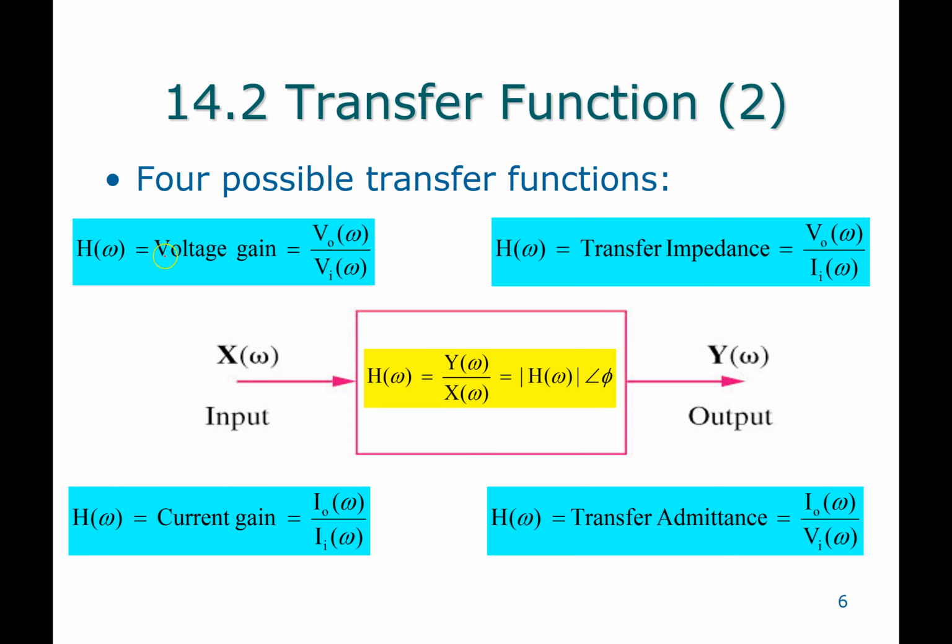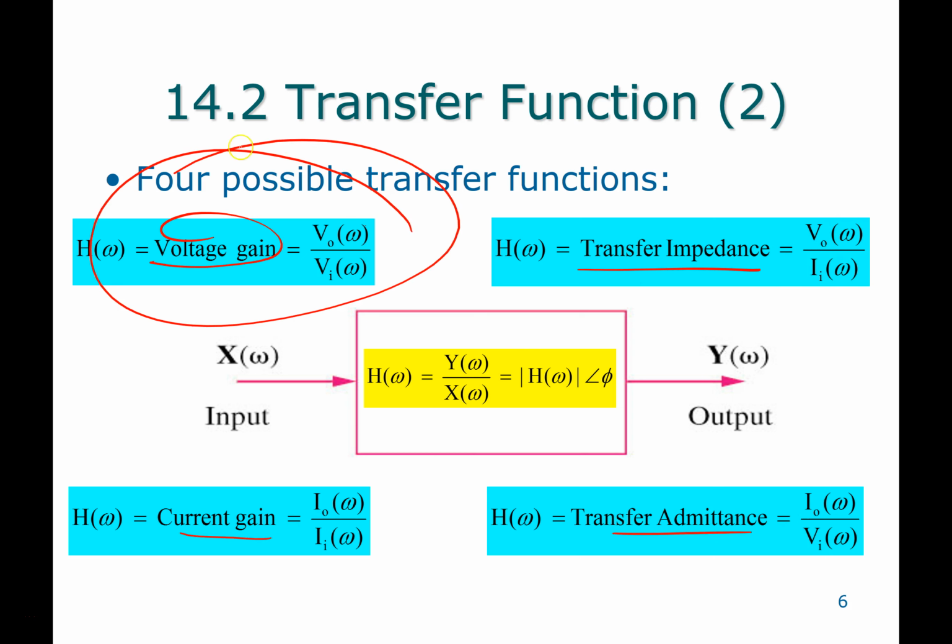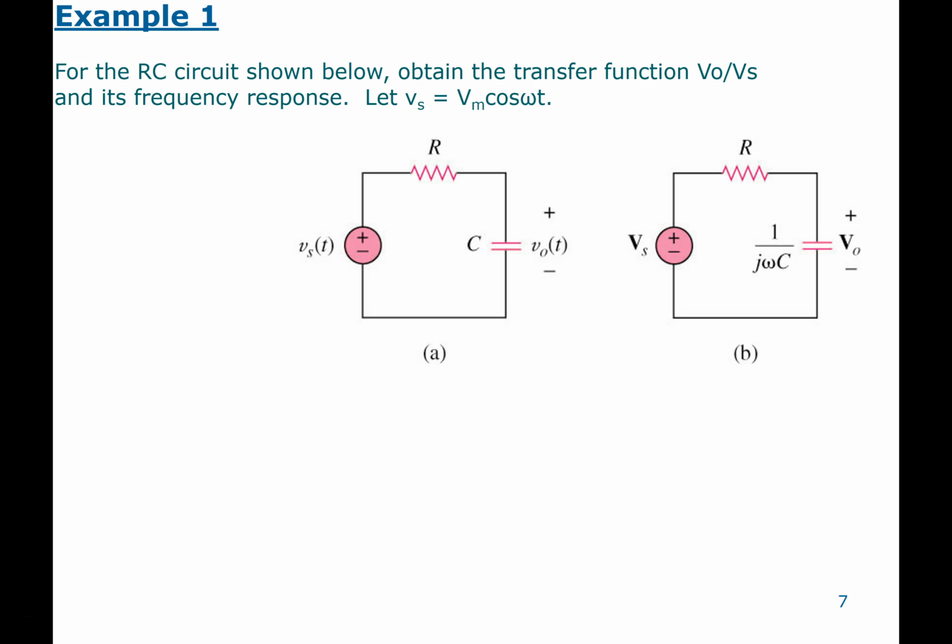You could do a voltage gain transfer, which would be just the ratio of the output to the input. It could be a transfer impedance, which is the output voltage to the input current. It could be a current gain. It could be a transfer admittance. Normally we just look at the voltage gain.